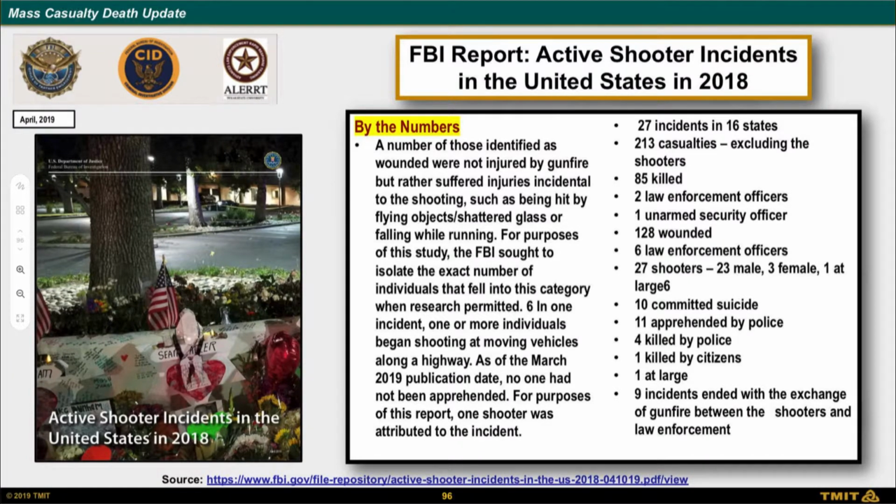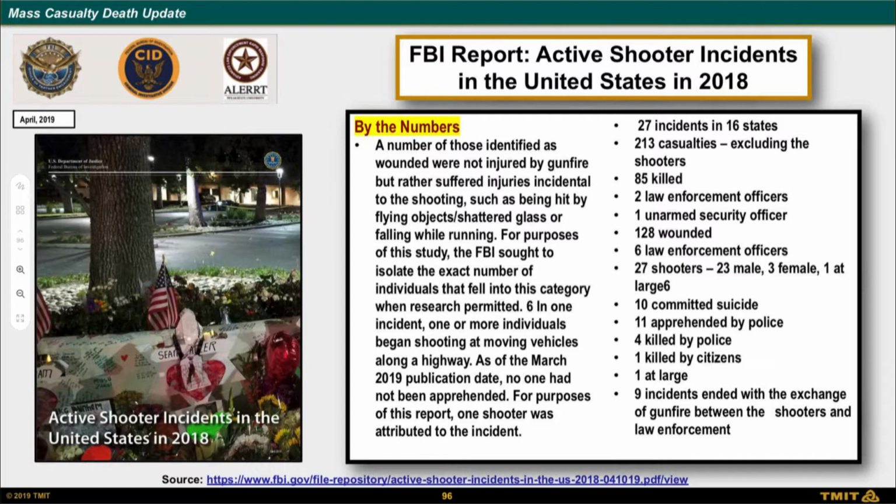So the next slide talks about the numbers: 27 incidents in 16 states. But I'd like to point out, when you're thinking of active shooters, of the numbers, if you look at it, 10 committed suicide, 4 were killed by police, and basically all but 1 were eventually apprehended by the police.